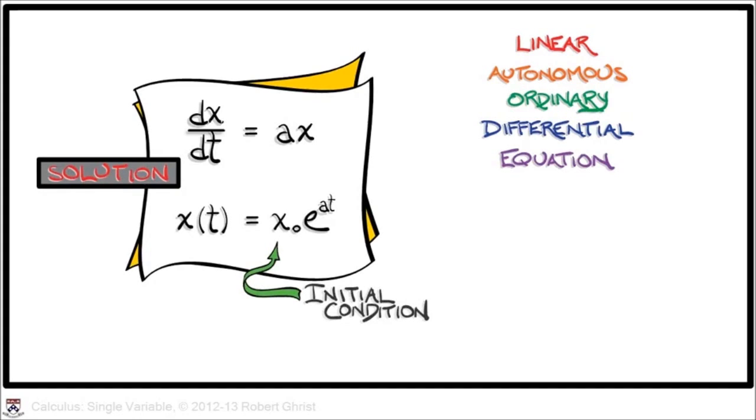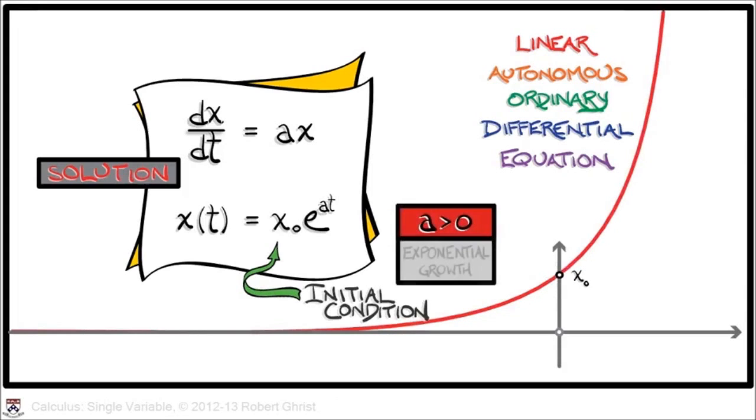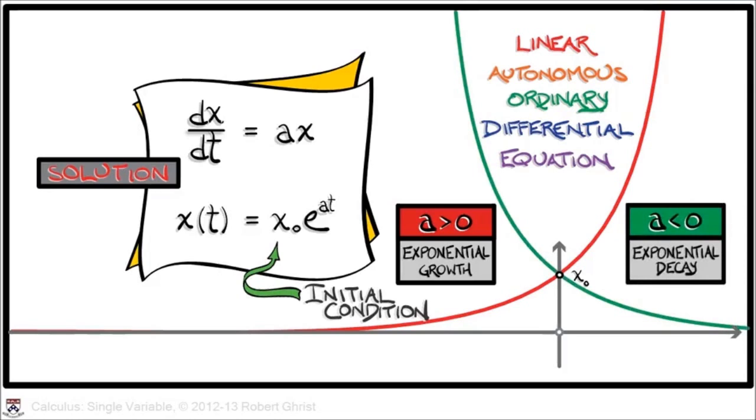What does this solution mean? What does it look like? Well, at time t equals 0, it passes through x naught, the initial condition. What it does from there depends on a. If a is positive, then you get what is called exponential growth. You get an exponential function in t that is growing as t increases. On the other hand, if a is negative, then you have exponential decay, where the values of x are getting closer and closer to 0 over time.